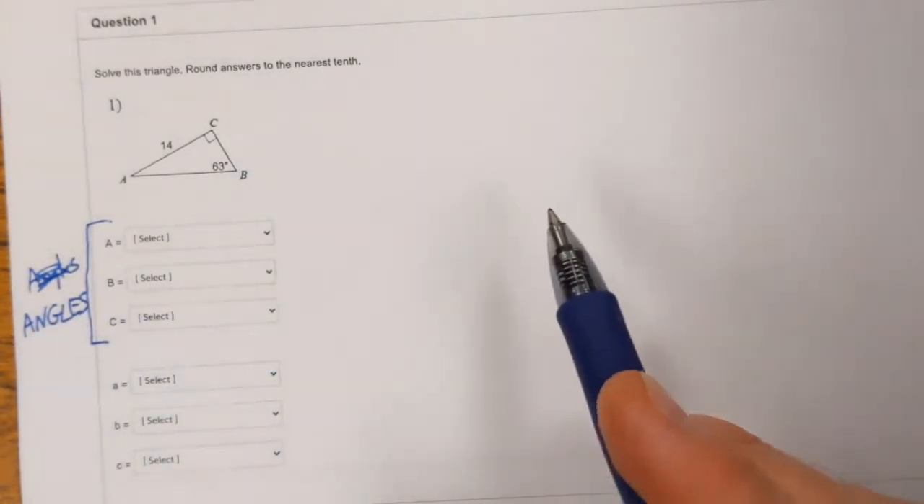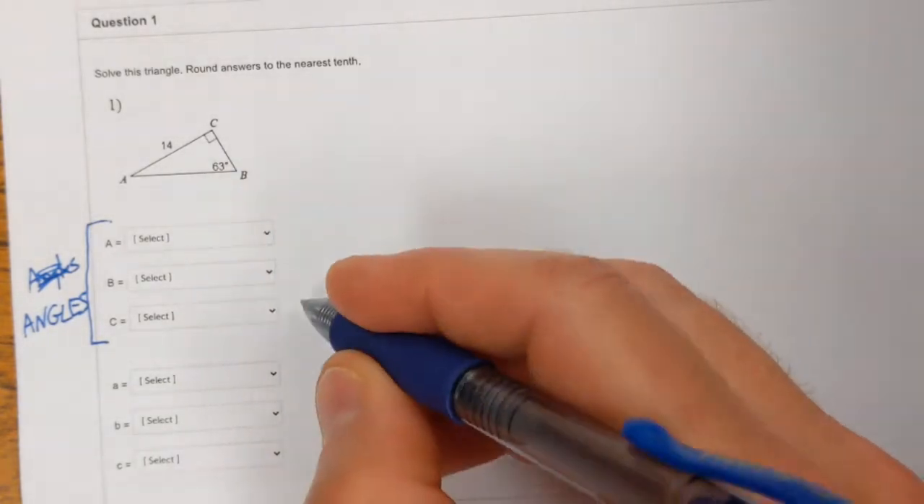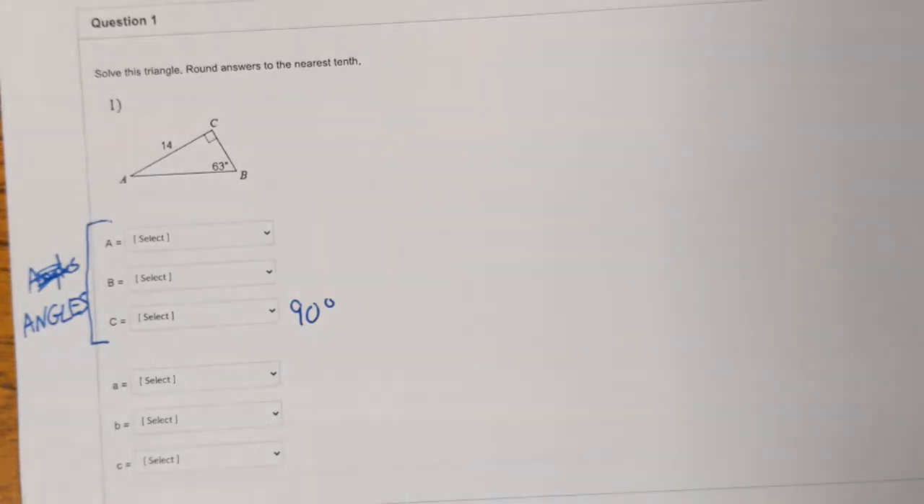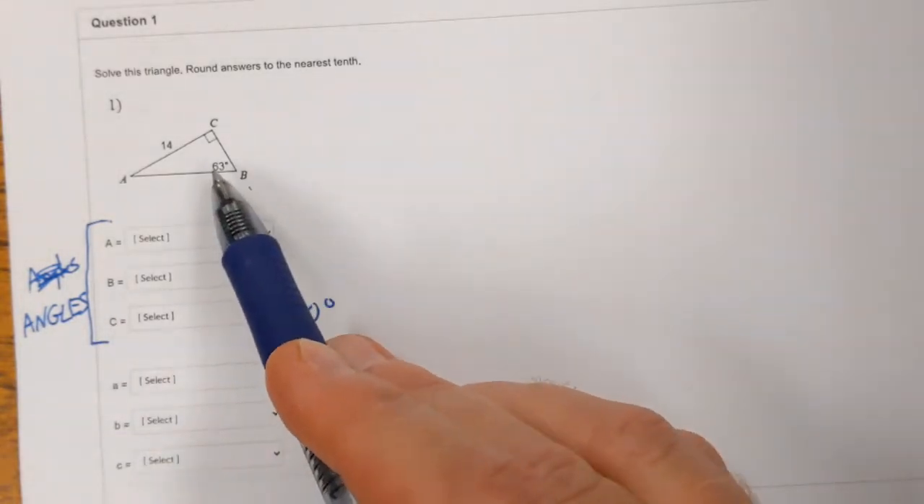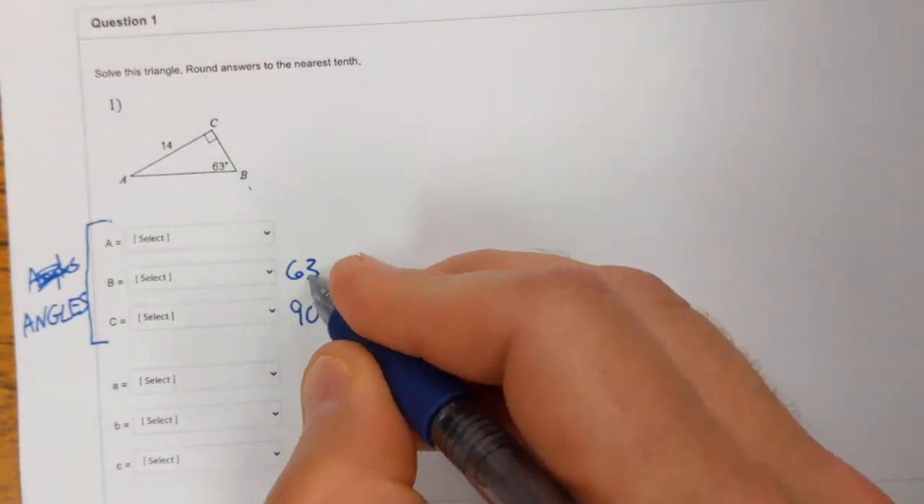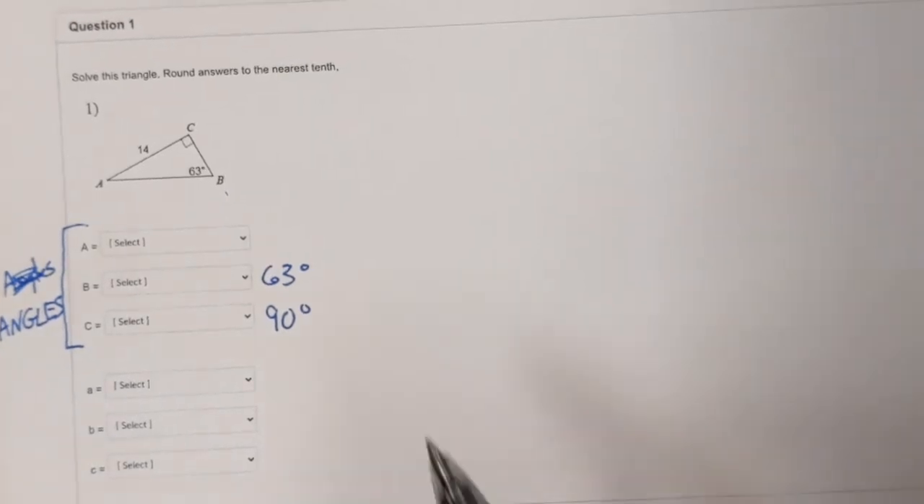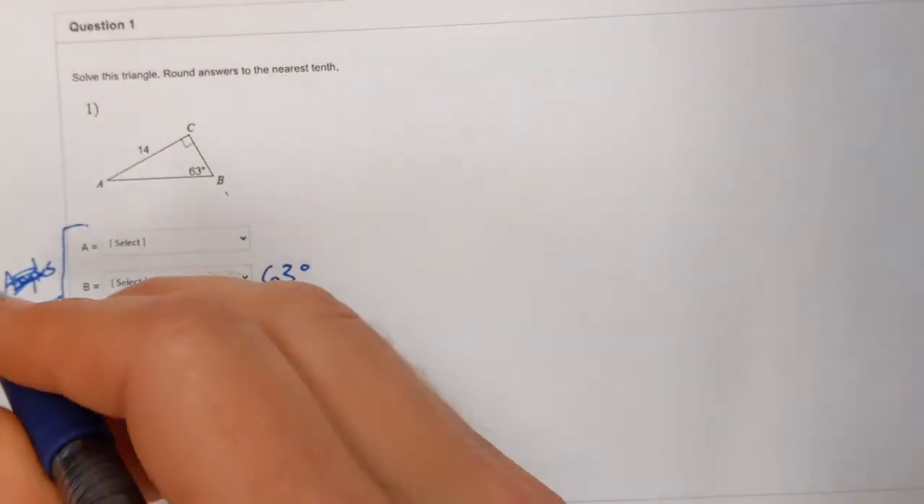And right off the bat, we already know 2 of these answers. You can see that angle C here is a 90-degree angle. Yes, it's that easy. For angle C, we're going to select 90 degrees. Angle B here, capital B, it's given in the diagram that it's 63 degrees. Well, there we go. That's the answer. 2 of these answers were given to you.